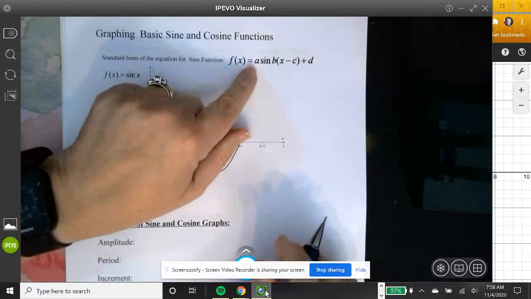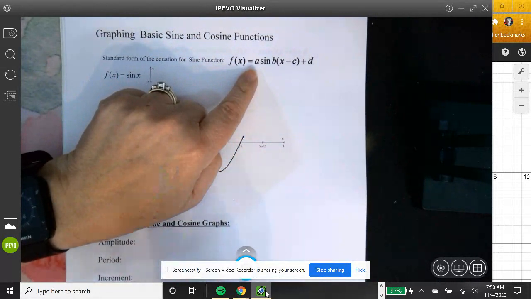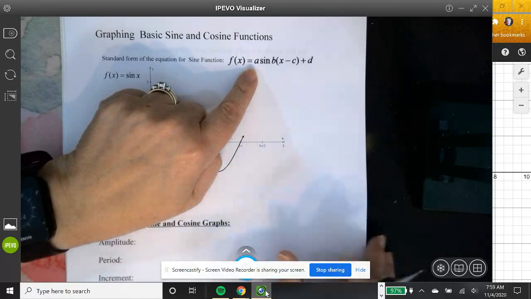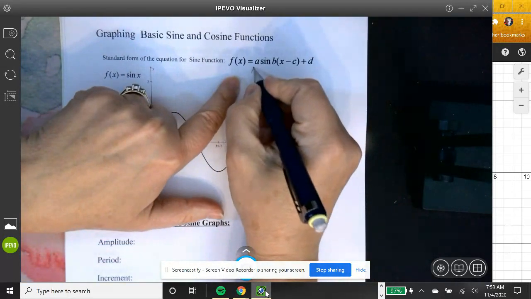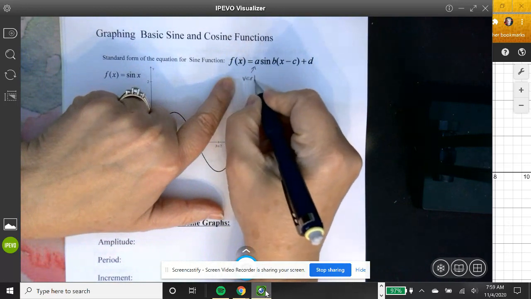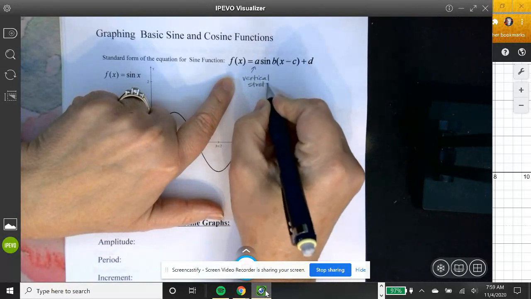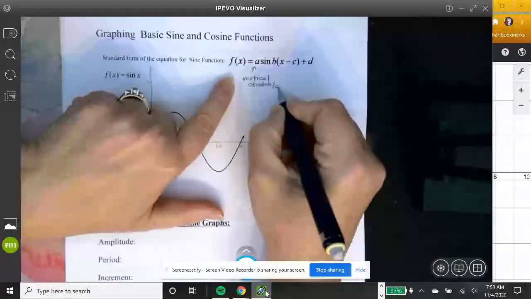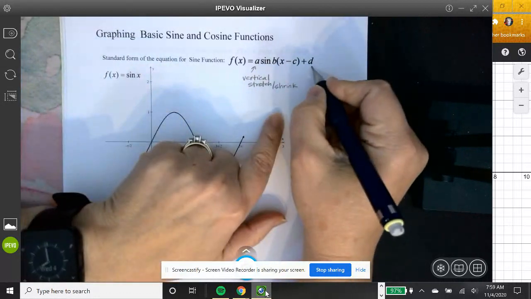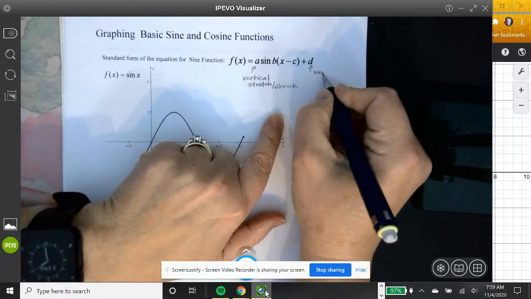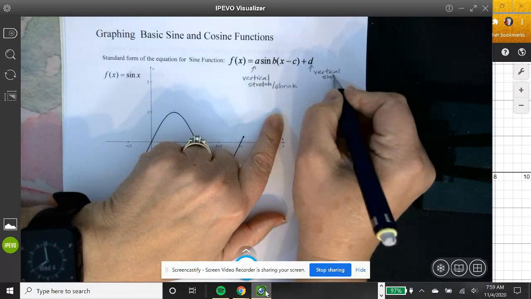Well, when we had an a in front of the quadratic, that was the vertical stretch or shrink factor. And here, a is the vertical stretch or shrink, depending upon its value. The d is the vertical shift. That means up or down.